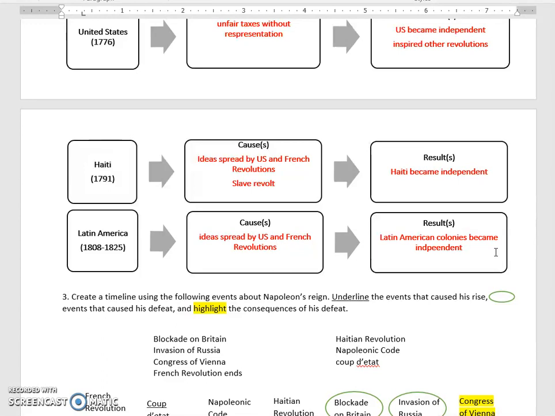The Haitian and Latin American revolutions were also helped out by the fact that Napoleon was tying up their colonial governments in Europe, so there wasn't as much oversight on these countries. Latin American colonies will also become independent.